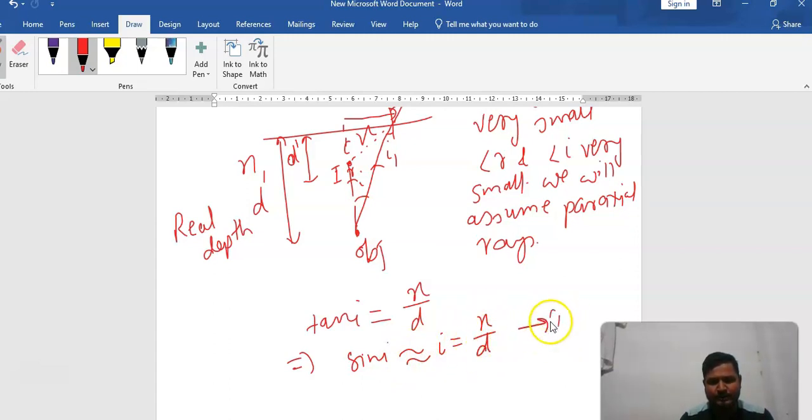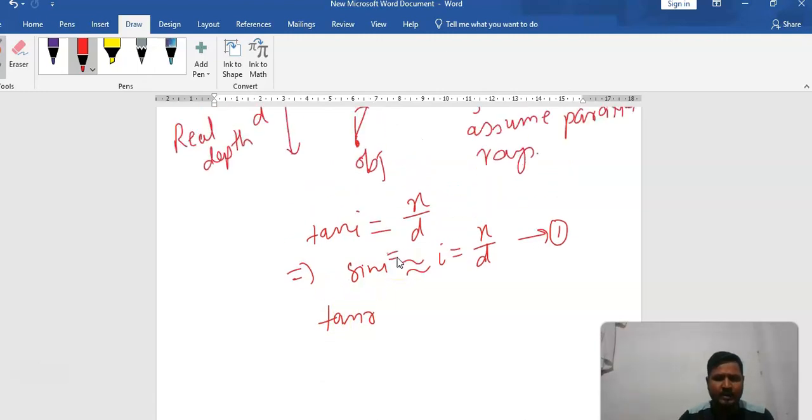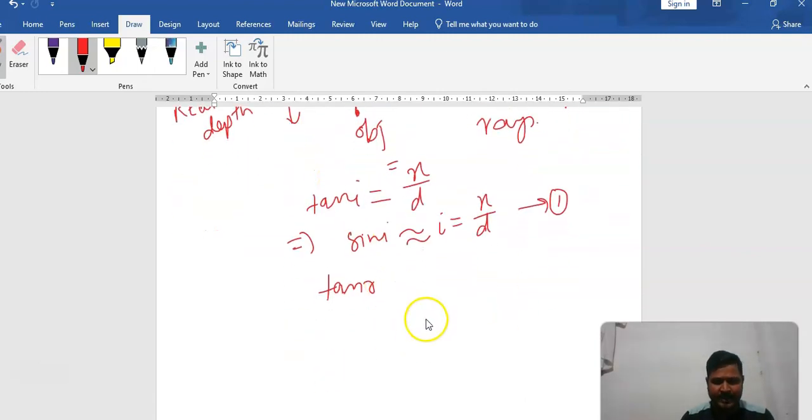This is equation 1. Now from this triangle, we can see tan r. How can you find tan r? Tan r will be equal to x by d dash, right? Again, since r is very small, sin r and tan r are almost equal to r, and this is x by d dash. This is equation 2.